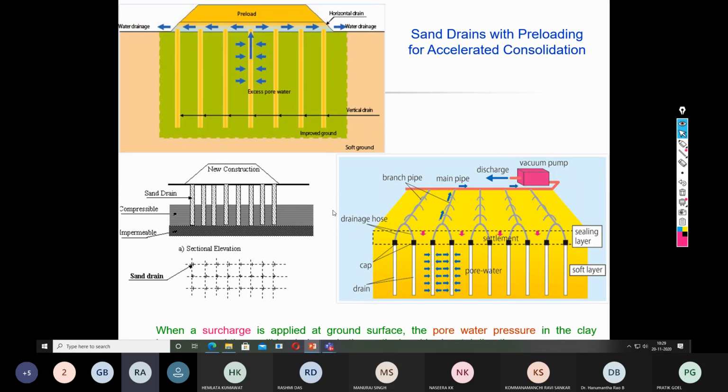So this method will not work if surcharge is not there, right? If there is no surcharge, the sand drain does not work. Okay.